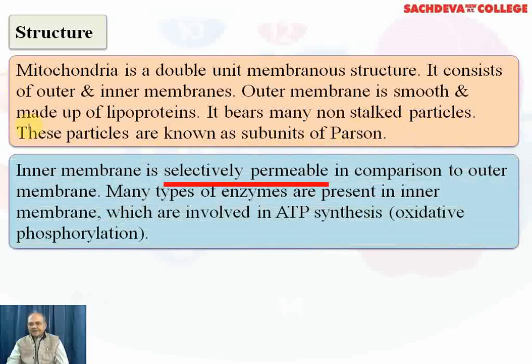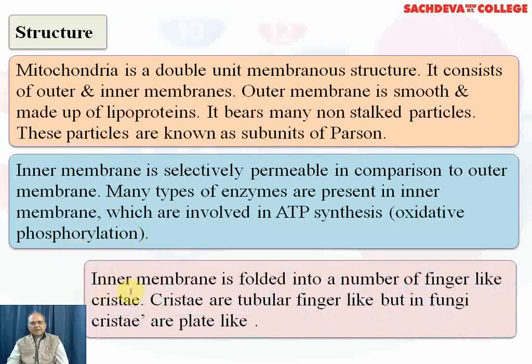Inner membrane is selectively permeable in comparison to outer membrane. Many types of enzymes are present in the inner membrane and they are involved in ATP synthesis, which you can call as oxidative phosphorylation. Inner membrane is folded into a number of finger-like structures, which you call cristae. Cristae are tubular, finger-like, but in fungi, these cristae are plate-like.